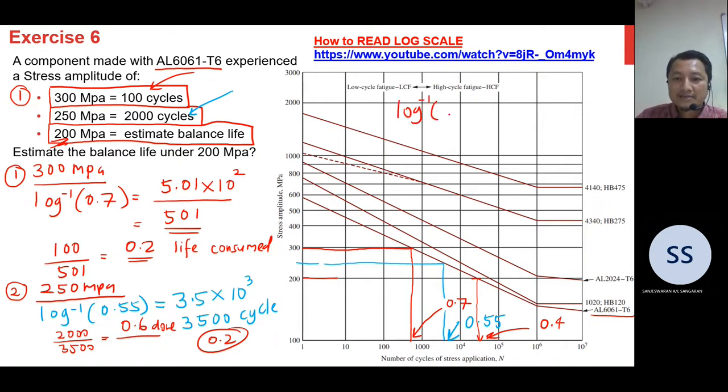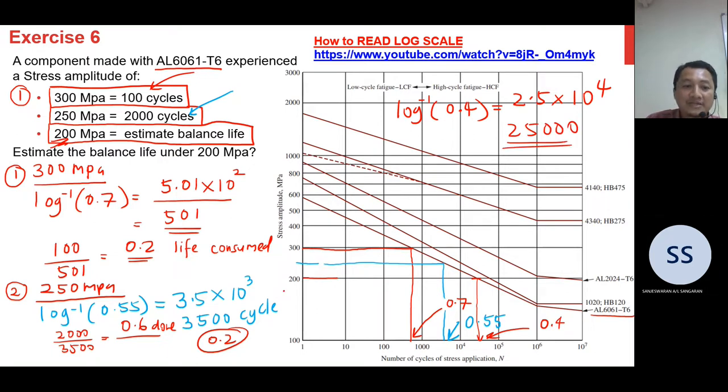Log negative 1, 0.4. 2.5. Darab. 10.4. 25,000. Tapi dia cuma boleh hidup 20% daripada 25,000. So kali 0.2 lah. So roughly dia boleh tahan lagi 5K cycle je. Roughly.